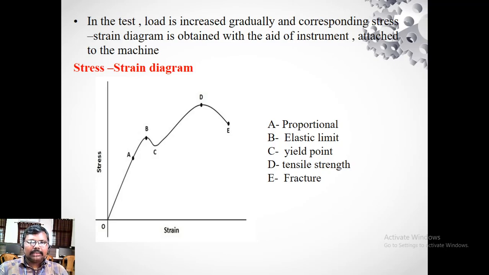Point C is the yield point. It is the minimum stress at which the specimen is deformed without an increase in load. And point D indicates tensile strength. Point C to D is the region of strain hardening.